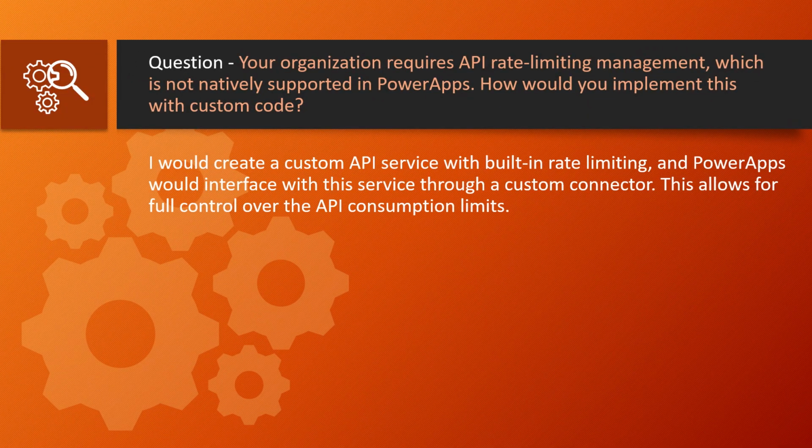Your organization requires API rate limiting management, which is not natively supported in Power Apps. How do you implement it? For this, we need to create a custom API service with built-in rate limiting, and Power Apps would interface with this service through a custom connector. It will allow for full control over the API consumption limit.